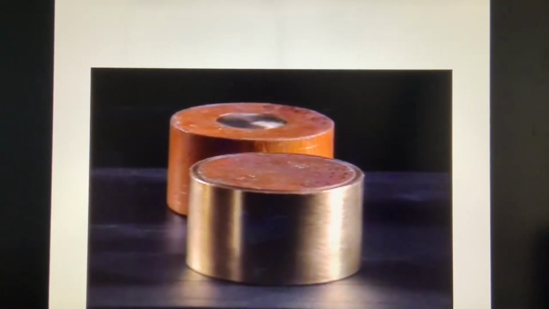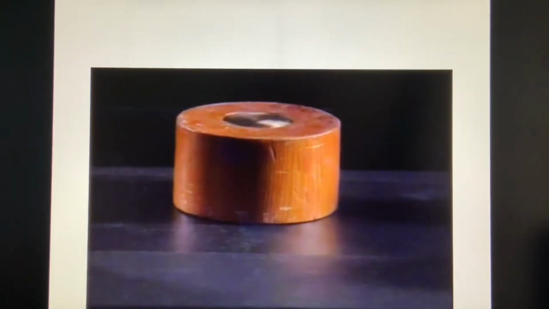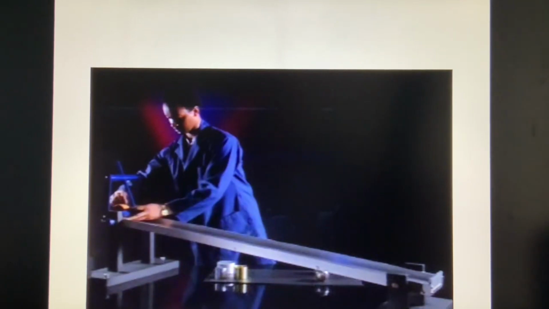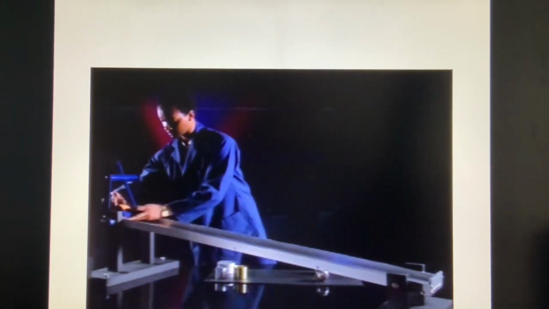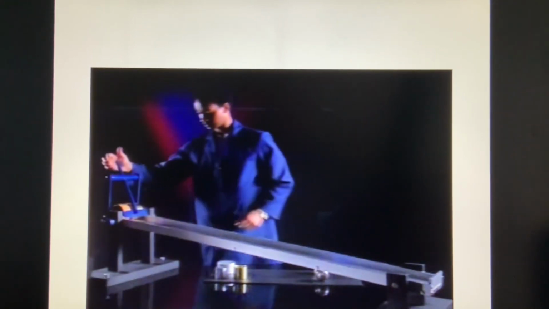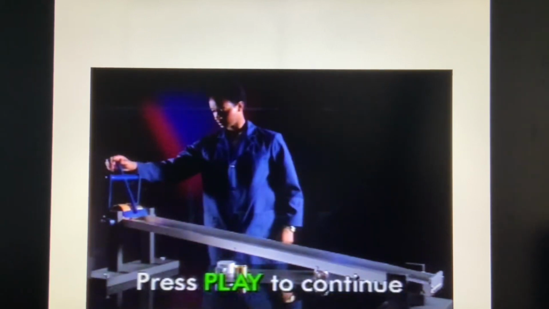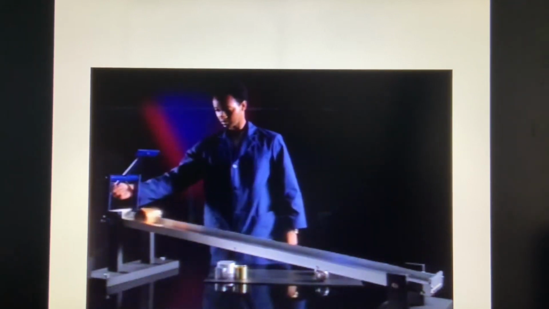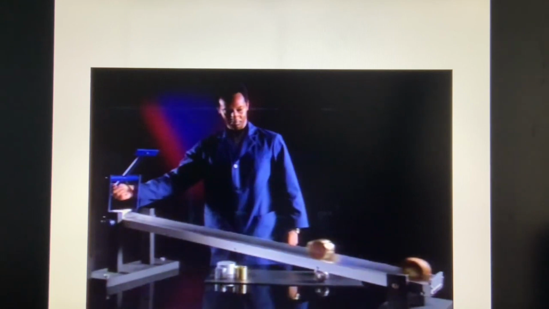Here are two wooden disks of equal mass. They are different in shape: one has a heavy brass center, and the other has a heavy brass rim, so they have different I com. Which of these will win the race to the bottom? The disk with the heavy center wins.